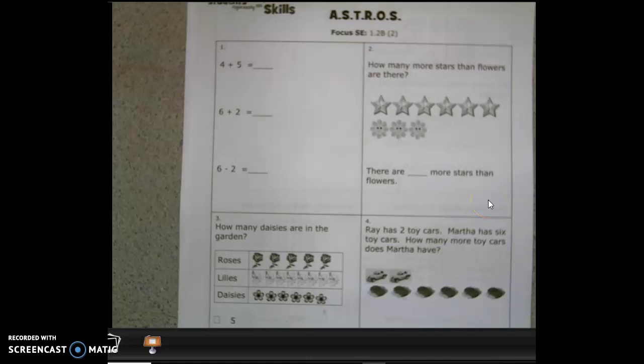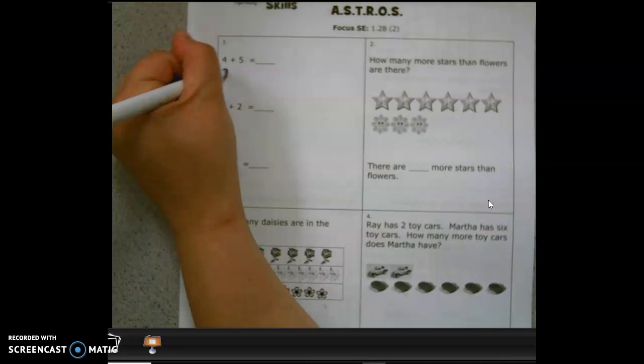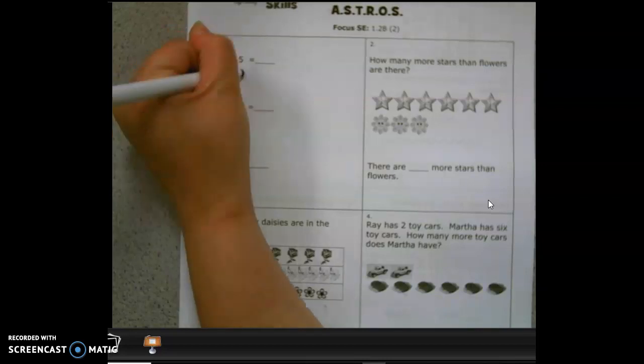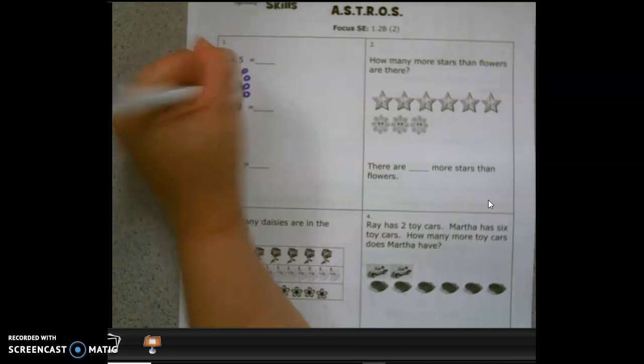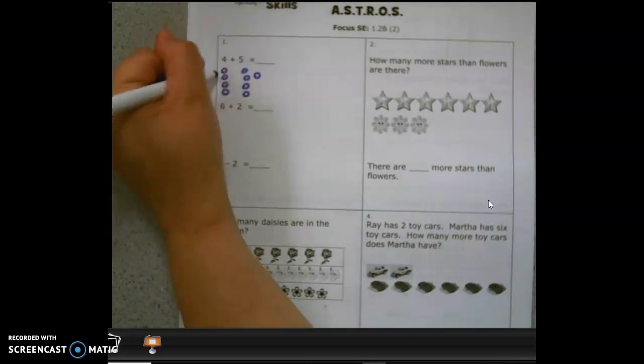Today we're going to be going over 1.2b, Astros 2. So first one, we're going to do our problem just like we always do. 4 plus 5 is something. So if I have 4 circles, I add 5 more circles. How many circles do I have? So 5, 6, 7, 8, 9.